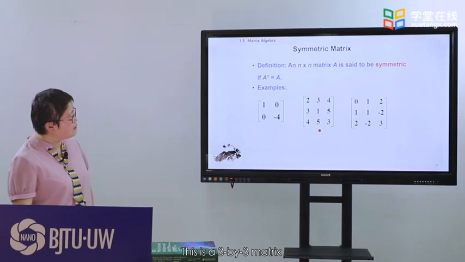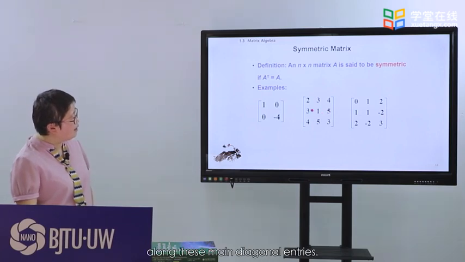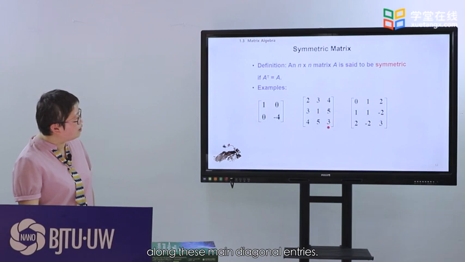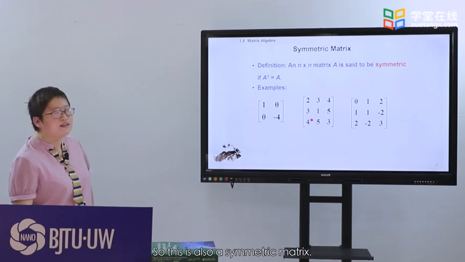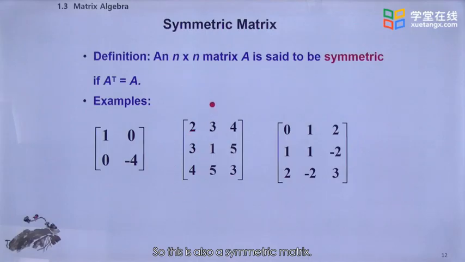This is a 3 by 3 matrix, and along the main diagonal, you will see the entries are symmetric to each other, right? So this is also a symmetric matrix. How about this one? Is this a symmetric matrix? The answer is yes, right? Because it is true that its transpose equals itself.